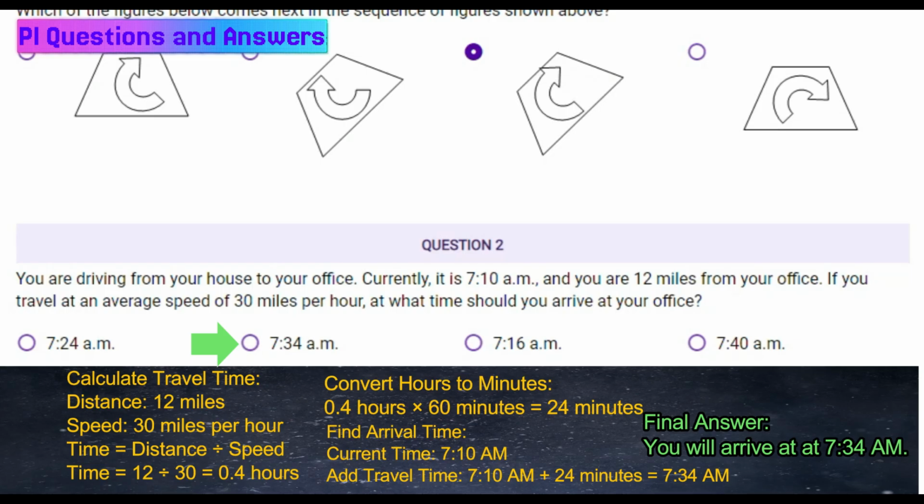Explanation. You need to travel 12 miles at 30 miles per hour. This takes 0.4 hours, which is 24 minutes. Adding 24 minutes to 7:10 a.m. gives 7:34 a.m. The correct answer is option 2, 7:34 a.m.